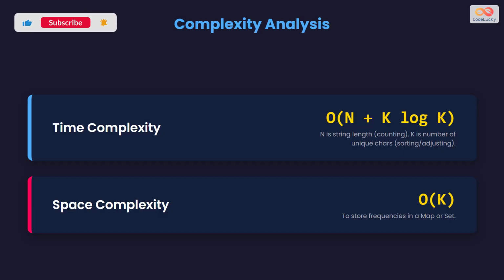Let's analyze the performance. The time complexity is O of n plus k log k, where n is the string length and k is the number of unique characters. The O of n comes from counting the characters initially. The adjusting part depends on the number of unique characters. The space complexity is O of k, as we need to store the frequencies in a map or set.